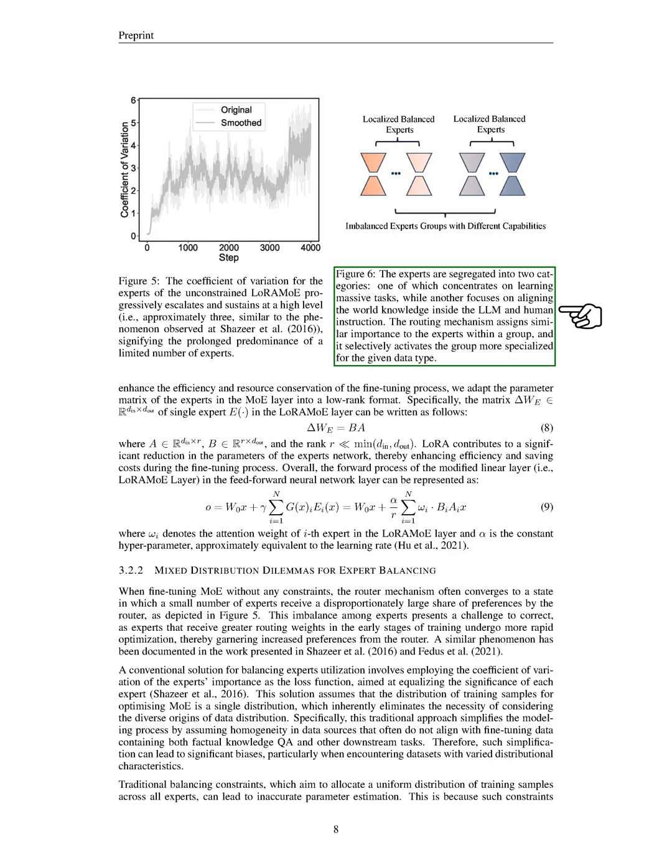Overall, the forward process of the modified linear layer, i.e., LoRAMoE layer, in the feed-forward neural network layer can be represented as a combination of the attention weight of each expert in the LoRAMoE layer and a constant hyperparameter, which is approximately equivalent to the learning rate.